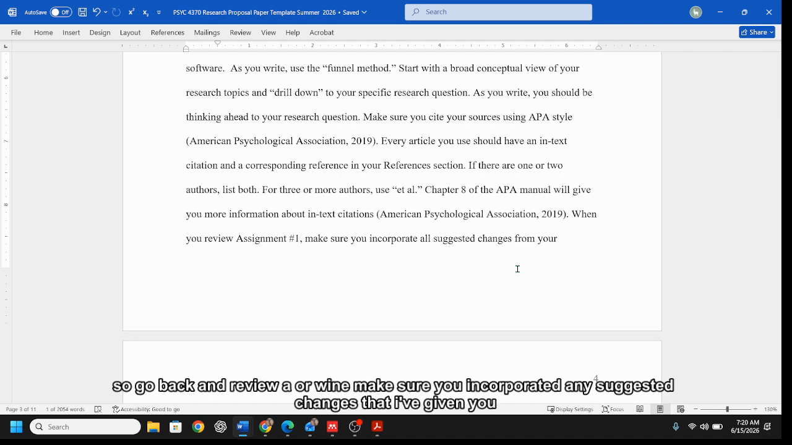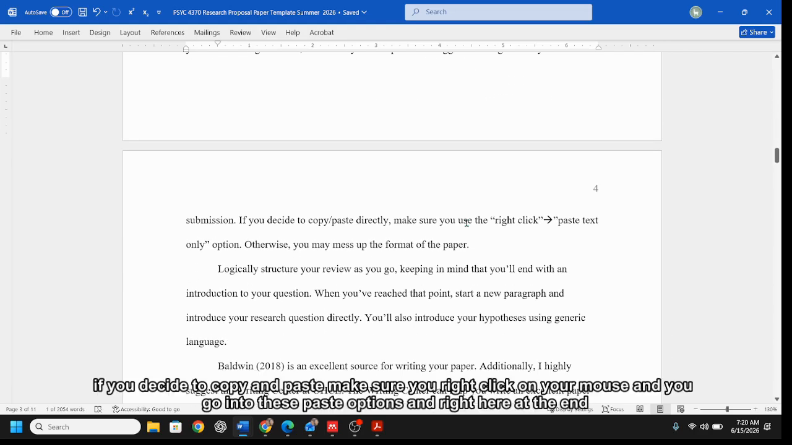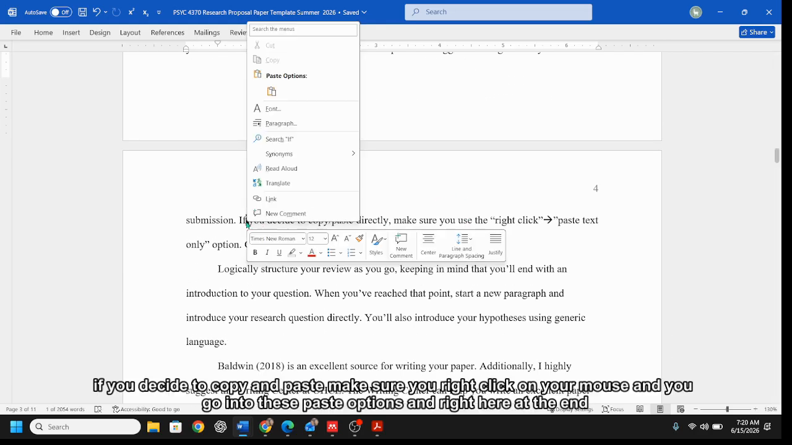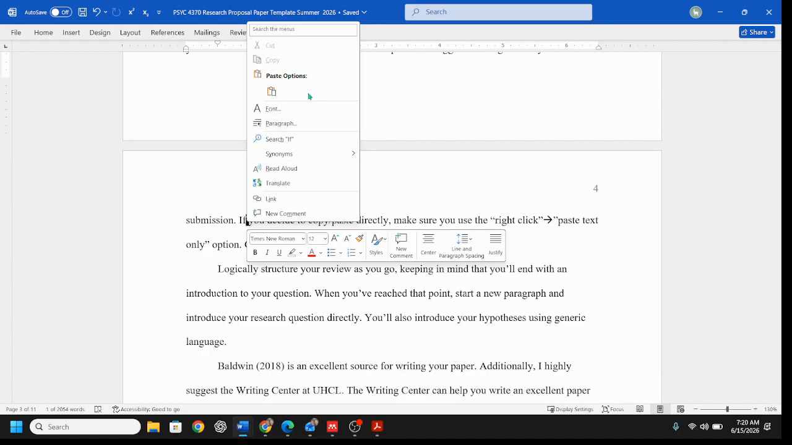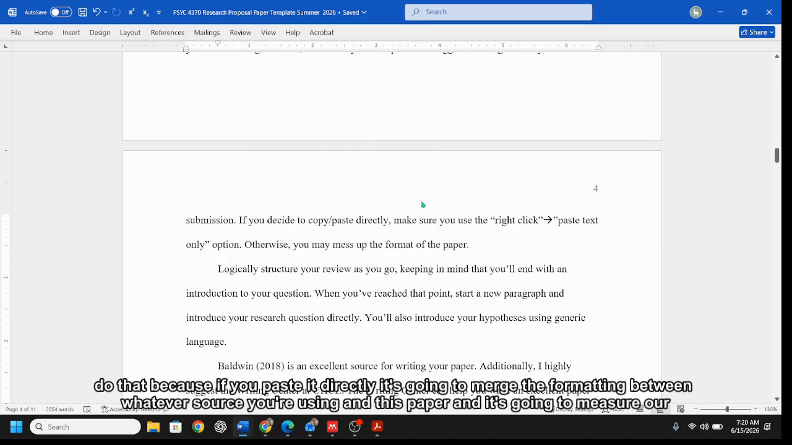So go back and review assignment number 1. Make sure you've incorporated any suggested changes that I've given you. If you decide to copy and paste, make sure you right-click on your mouse and you go under these paste options. And right here at the end, there should be another option. I don't have anything on my clipboard right now, but it will be paste text only. You want to do that because if you paste it directly, it's going to merge the formatting between whatever source you're using and this paper, and it's going to mess you all up.